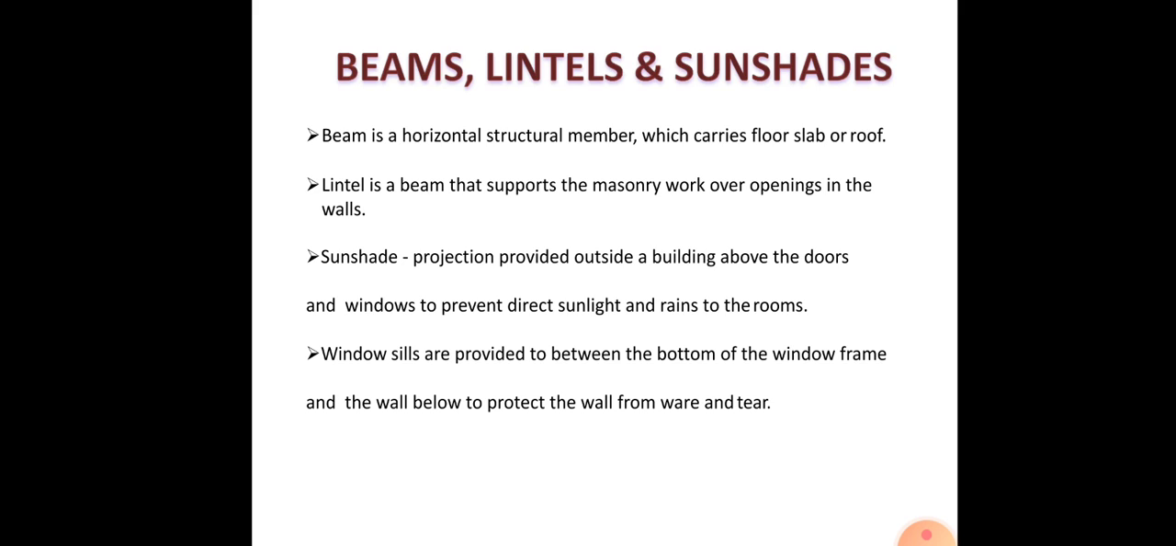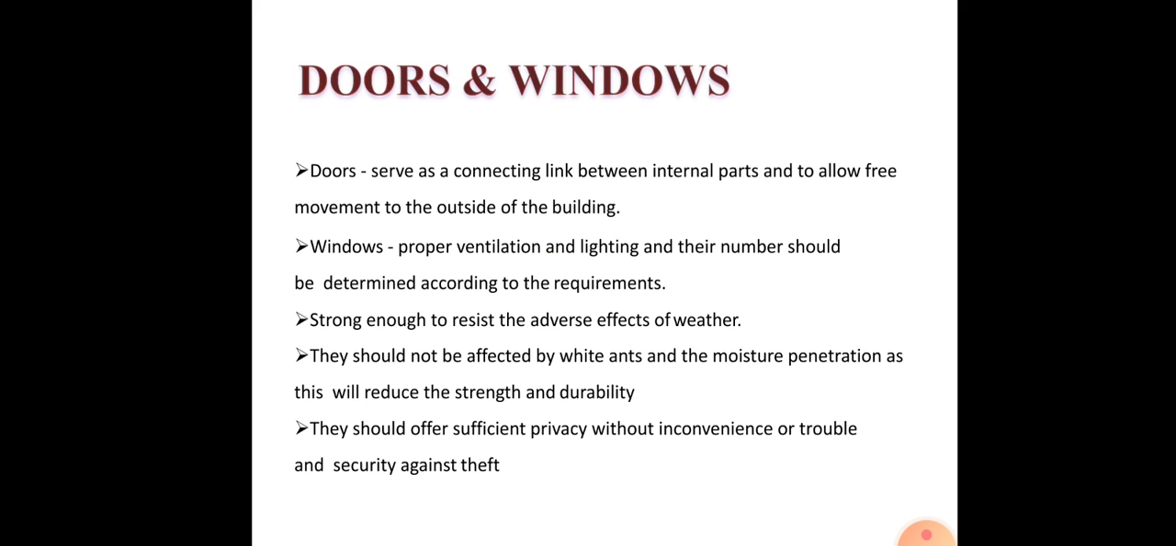Now coming to the next components in the superstructure, like the beam, the lintels and the sunshades. So what is a beam? You would have heard the term beam, then columns, etc. When we say a beam, it is actually a horizontal structural member which carries the floor slab or the roof slab or the roof. And a lintel is actually a beam which supports the masonry work over the openings in the walls. I'll show you this in this figure.